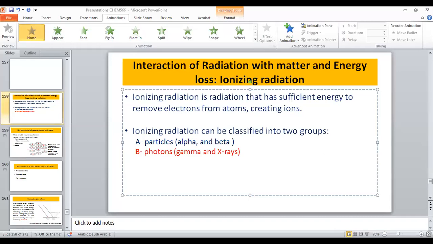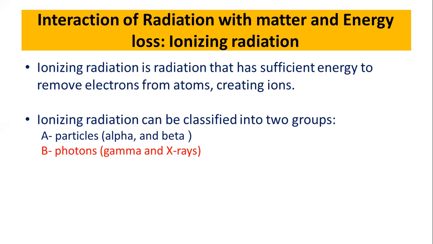This lecture is the continuation of the previous lectures in which we have already discussed ionizing radiation, or the energy loss by ionization or by ionizing radiations. Let me repeat here: ionizing radiation is radiation that has sufficient energy to remove electrons from atoms, creating ions. All alpha, beta, and gamma radiation are ionizing radiation because they have the ability to ionize matter. That's why they are called ionizing radiation.